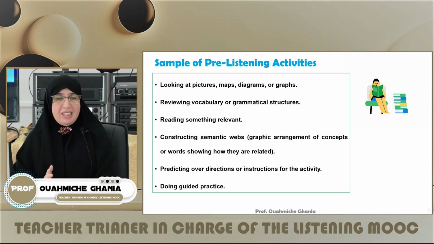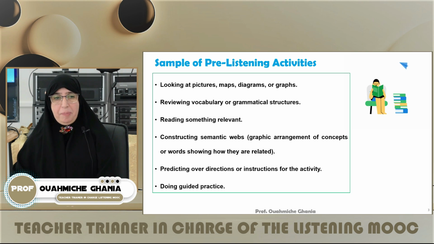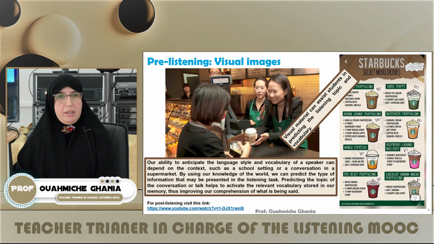Also, you can design activities based on constructing semantic webs, graphic arrangements of concepts or words showing how they are related. Other activities may target predicting over directions or instructions for the activity. Another type also can be doing guided practice. Here is an example of a pre-listening activity based on visual images. Visual material can assist you in predicting the listening topic and vocabulary.